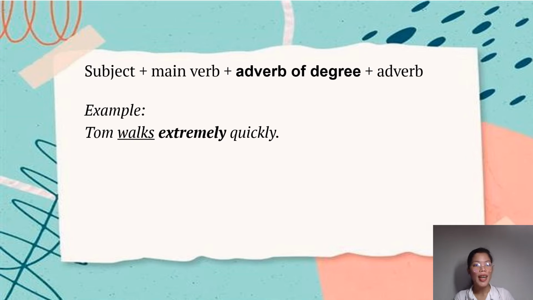Now that we are done with how adverbs of degree modify adjectives, let us have adverbs of degree modifying adverbs. The structure is subject plus main verb plus adverb of degree plus adverb. For example, Tom walks extremely quickly. Tom is the subject, walks is the main verb, extremely is the adverb of degree, and quickly is the adverb. So extremely here is the adverb of degree that modifies the adverb quickly.